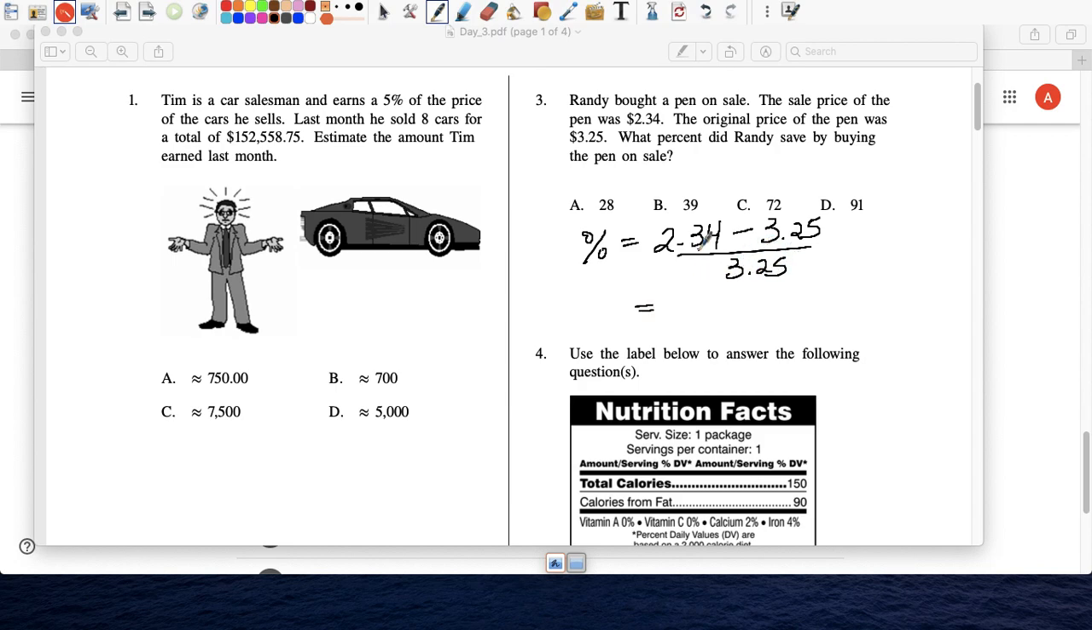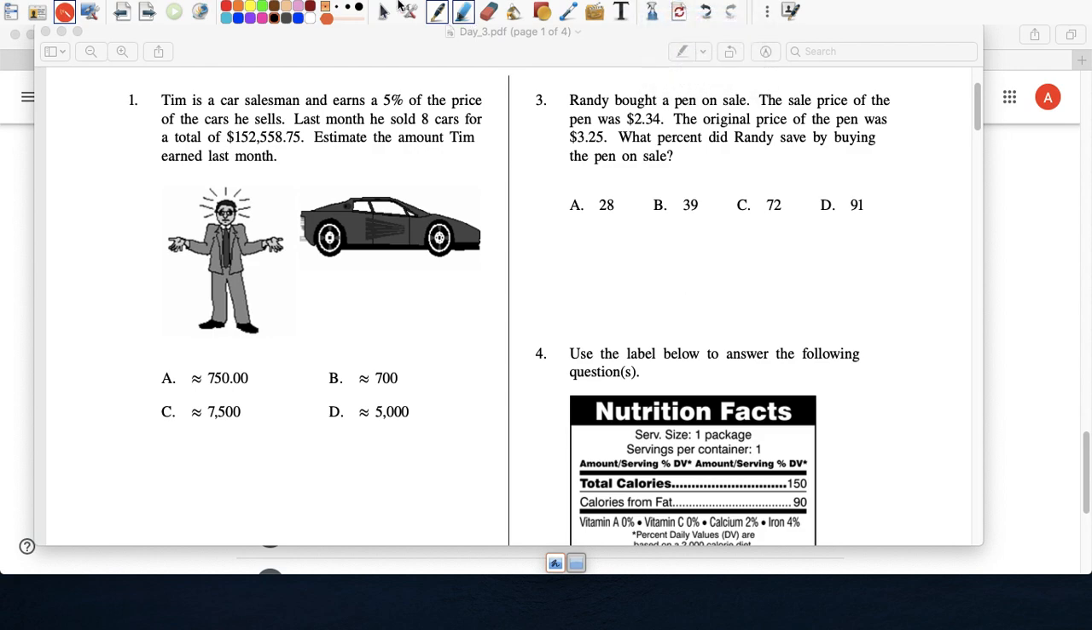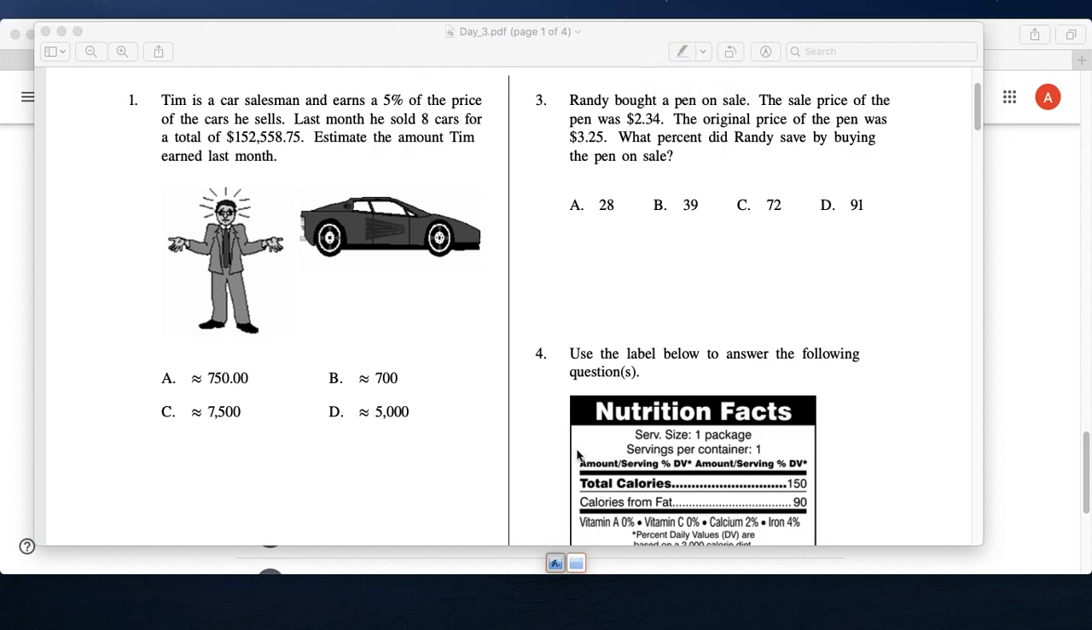3.25. So we get 2.34 minus 3.25. Enter. Divide that by 3.25. Enter again. Multiply that by 100. And we get 28%. Okay, that was a percentage discount. 3 is B. All right. So 28% was the amount he saved.